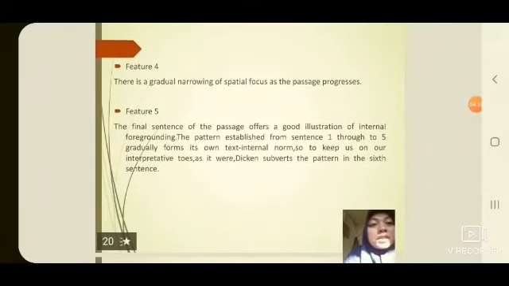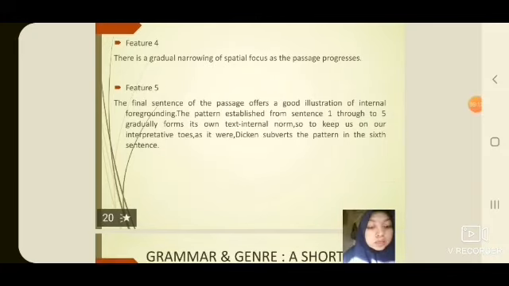Feature 4. There is a gradual narrowing of spatial focus as the passage progresses. We can look at the fourth sentence: creeping into the cabooses, lying out on the yards, hovering in the rigging, dropping on the gunwales. However, just as the overall spatial focus narrows, so the transitivity patterns shift to a goal-directed one.